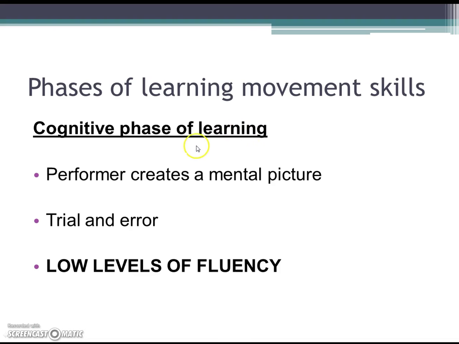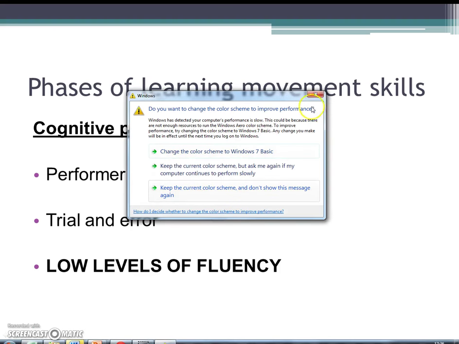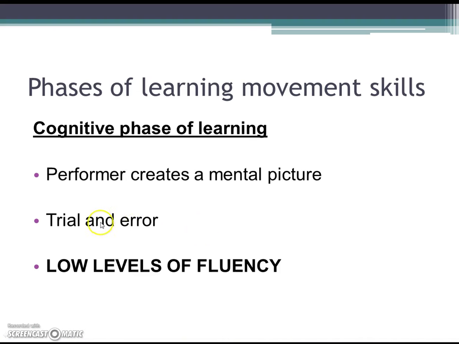Now, in the cognitive phase of learning, what happens is that basically the performer will have to create a mental picture. So when you first learn a skill, you have to think about it and create a picture of what you're going to actually perform. Moving on from that, you also have a period of trial and error. Well, that means that you try the skill. For example, it might be the first time you try to do a seat drop in trampolining, and you try it a few times, but you don't do it. You make errors. Okay, and that is a key characteristic of that first phase of learning.